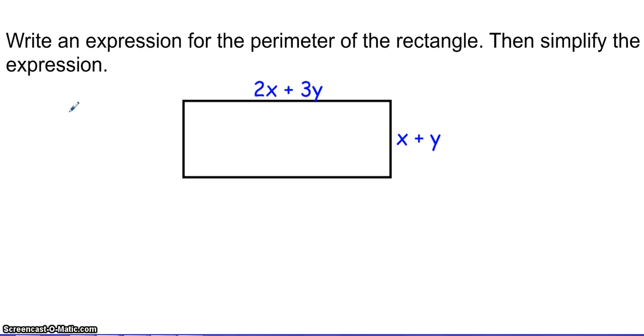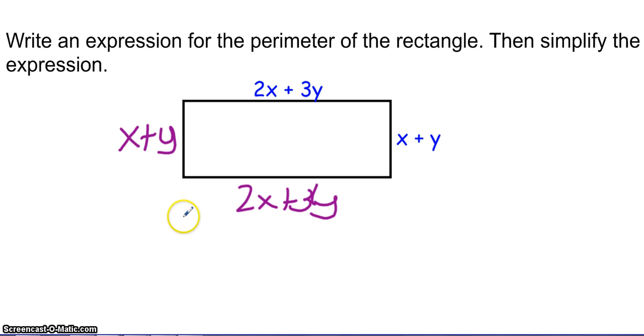Write an expression for the perimeter of the rectangle, then simplify the expression. Okay? So first, remember the perimeter of a rectangle is the sum of the sides. So if we're adding up the sides, we know that this side is also going to be x plus y. Okay? And this side is going to be 2x plus 3y. And then it's just the sum of each one. Okay? So if we think, well, the top and the bottom both are 2x plus 3y, so they're happening twice, the same lengths, and we're going to add the same numbers twice.